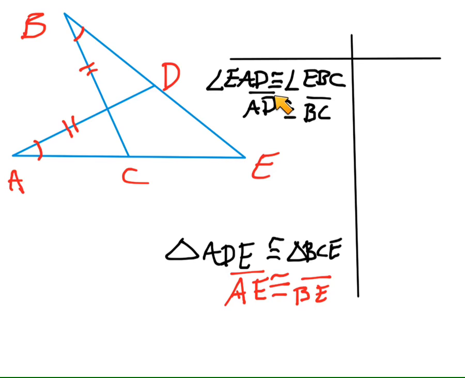So the other piece of my given, let's make sure I have my given marked. EAD, that angle, which I have marked, is congruent to EBC, that angle, which I have marked. And AD, that piece, is congruent to, AD is that entire piece. So I should mark that. AD, that entire piece, is congruent to BC, that entire piece, right?